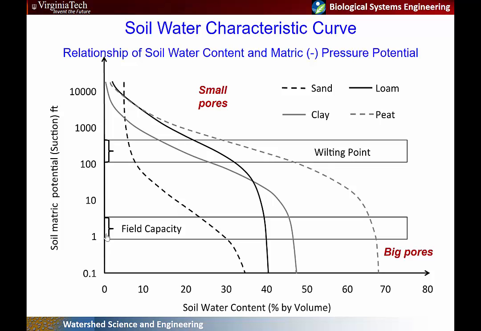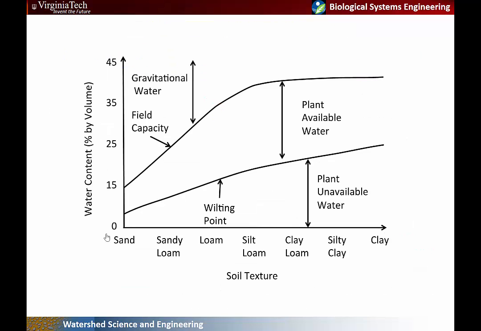Under low suction, the big pores tend to dominate that soil moisture characteristic curve. Under high suction, the small pores do. The water's held more tightly in the small pores. This is another way to look at it. So this is by soil texture, so sand all the way up to a clay here, loam somewhere in the middle.